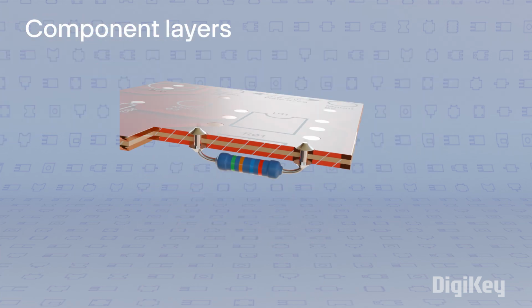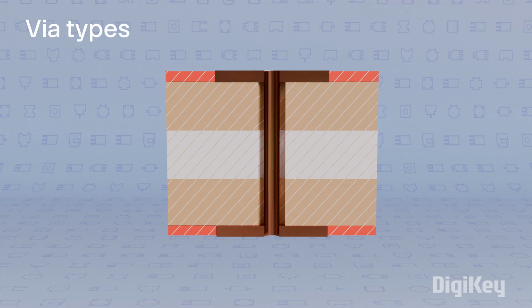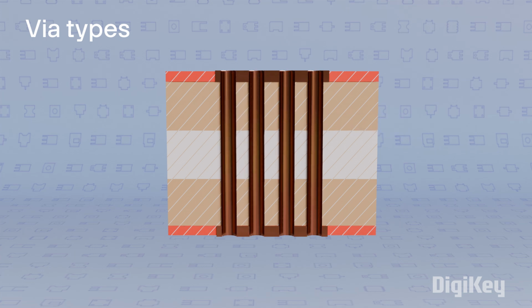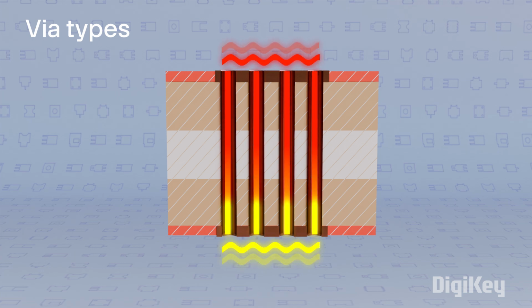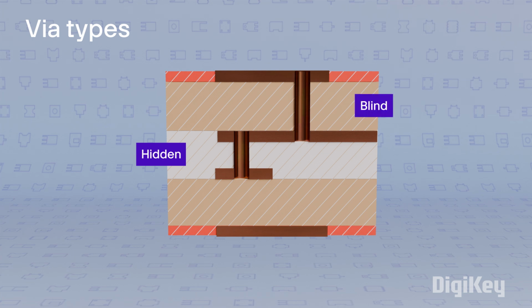Designers can also connect the layers with an electroplated via, which is typically a much smaller diameter than component through holes. Vias can also be used in dense patterns to facilitate cooling by passing some of the heat onto the copper on the opposite side of the board. These are called thermal vias. There are other types of vias for high complexity situations, such as buried or hidden and blind, among others.